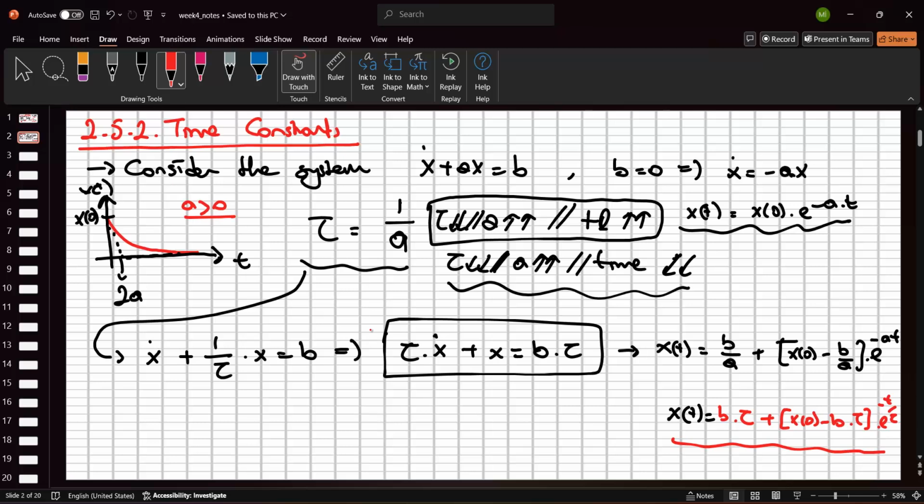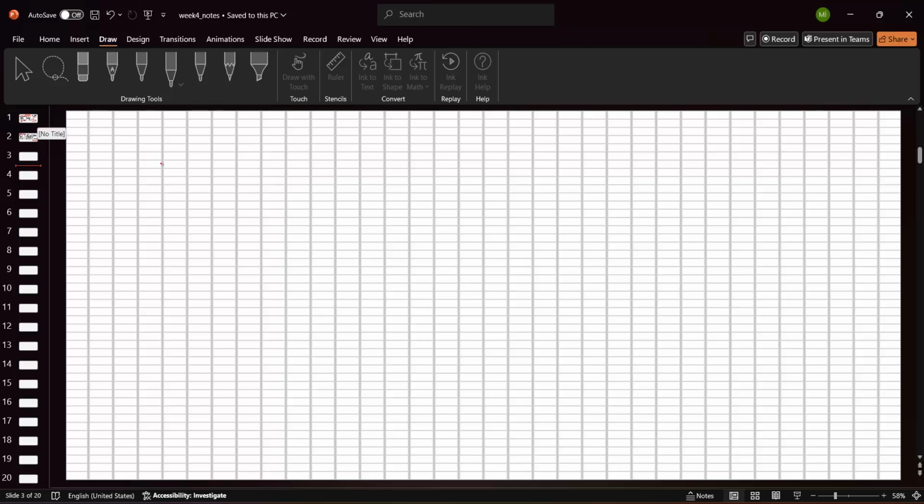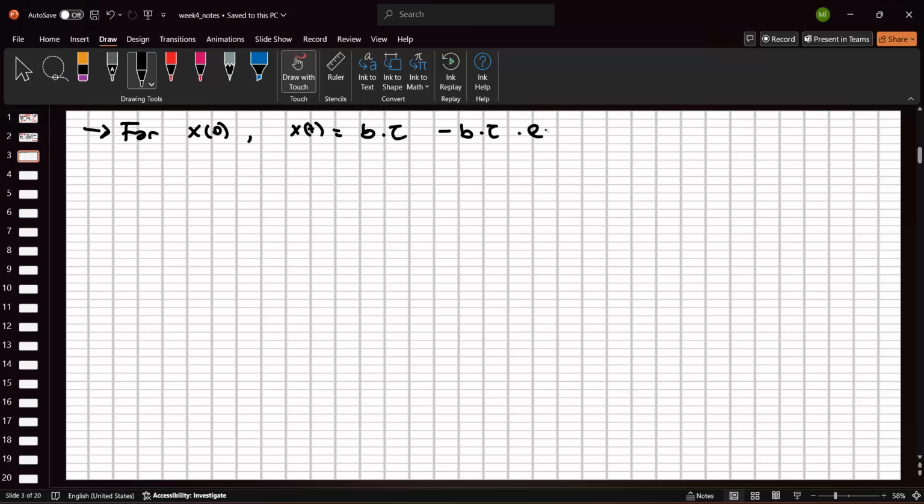So here, for the x0 value, x(t) is equal to b times tau minus b times tau times e to the power of minus t divided by tau. Okay, these are the equation for this notation. Okay, and so we can write b tau times 1 minus e to the power of minus t over tau. Okay, these are the solution for beginning with the values of the x0.